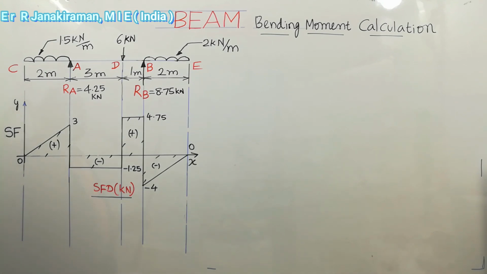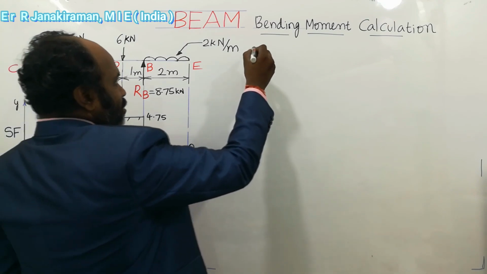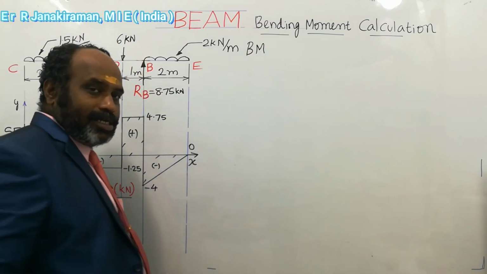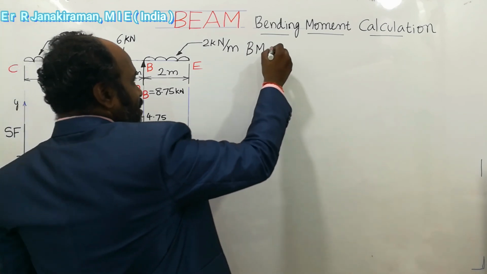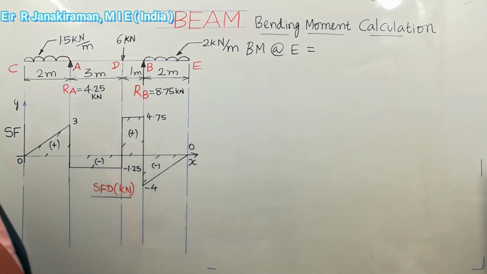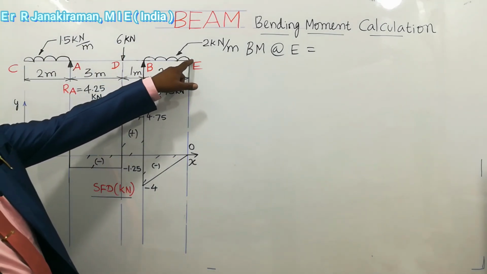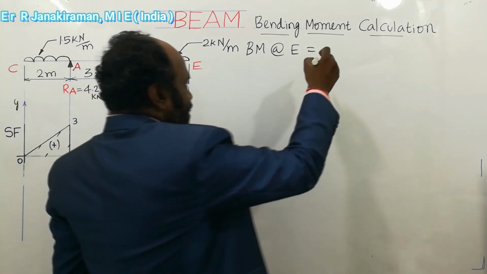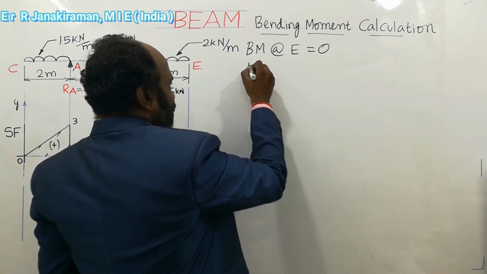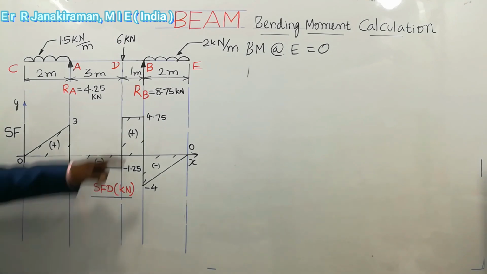So next we are going to work out the bending moment calculation. The first point we consider is point E. Bending moment, that is BM, at E is equal to... here there is no load. That is the end of the UDL, but there is no distance. So bending moment at E is equal to 0.